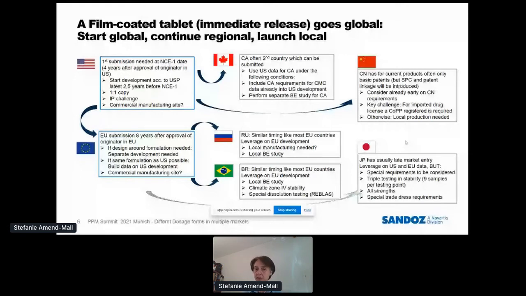Or you need, for example, triple testing in your stability, or let's say 9 samples per testing point. This means either 3 times for 3 batches, or you go with more batches. That's not usually the requirement for other markets. You also have to go with all strengths, otherwise you won't get an approval. That's also something very specific for Japan, because Japan often has lower dosage forms and, for example, half of the dosing compared to other markets. So then you have to add this strength on top of your global development.